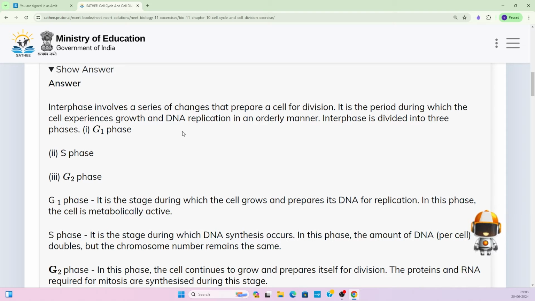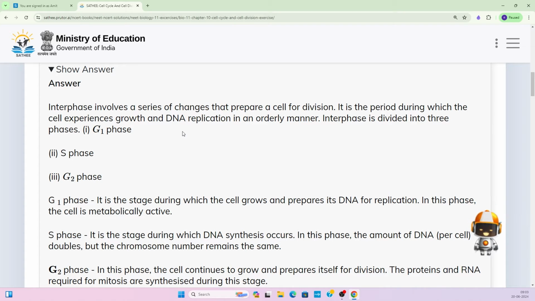Generally people think that interphase is a resting phase and that no changes are going on in the cell, but this is not true. Many changes are going on in this stage. Interphase involves a series of changes that prepare a cell for division. In this time the cell is preparing for division. It is a period during which the cell experiences growth and DNA replication in an orderly manner.